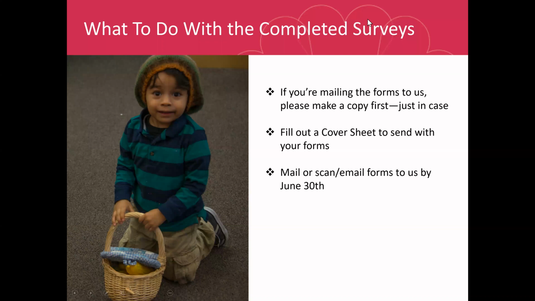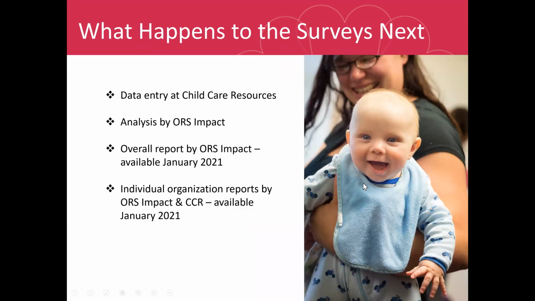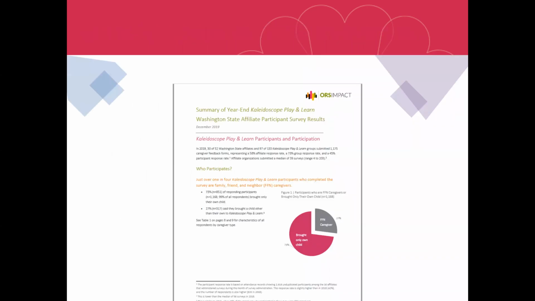So once you complete the surveys and you submit them to us by June 30th, please do remember to fill out the cover sheet and attach that to the bundle of surveys you submit. We really appreciate that. That helps us process the information accordingly. And what happens after that is that there is some data entry on our end. We will process information, and Impact will do an analysis of the data, and they will produce a lovely report, which we will distribute in January 2021. And we have a photo of that report right here.